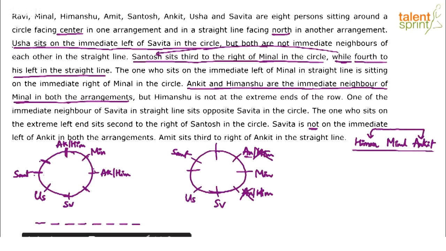Now when you are doing a straight line arrangement, you know that all these persons are facing north. So left is towards left and right is towards right. What does it say? Santosh is fourth to the left of Minal. So let us assume this is Minal's position, and I'm just writing it outside, because in linear arrangement you cannot start directly on the arrangement itself. You have to first make a pictorial representation and then try to fix it on the given straight line. So Santosh is fourth to the left of Minal. So this is Minal, fourth to the left of Minal: 1, 2, 3, 4. Santosh would come here.